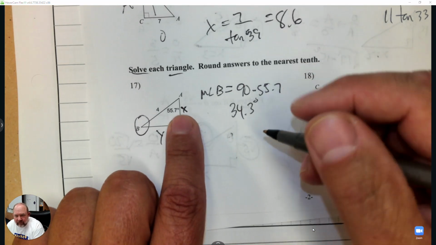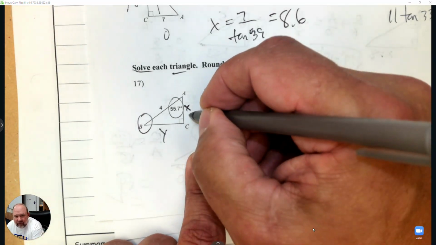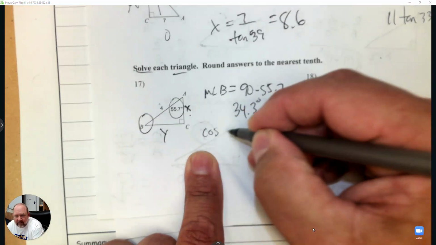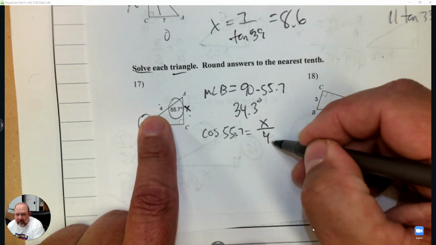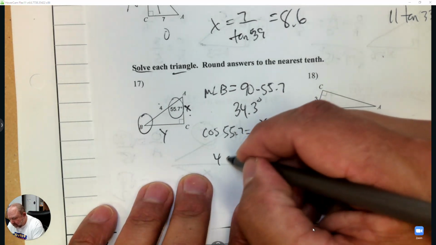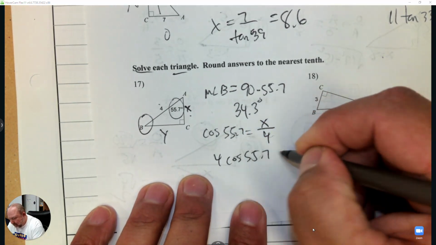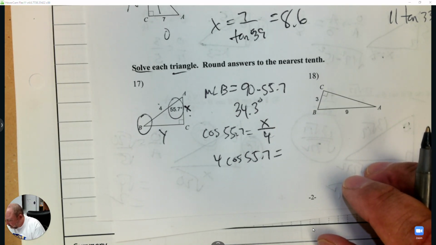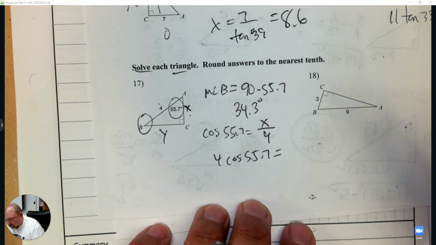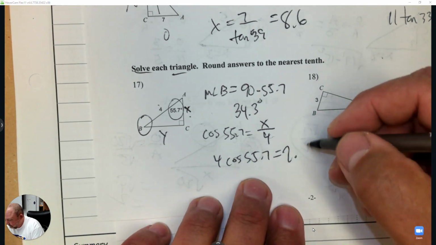To find x, circle this. This is adjacent over hypotenuse, so cosine of 55.7 is adjacent over hypotenuse. Because the variable's in the numerator, we are multiplying. So 4 times cosine 55.7. You get 2.2-ish, 2.3.